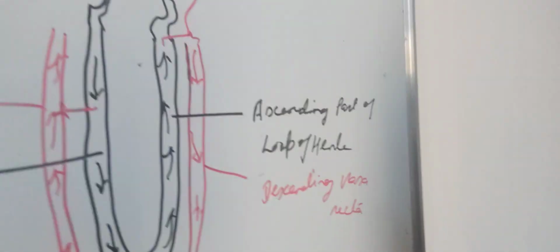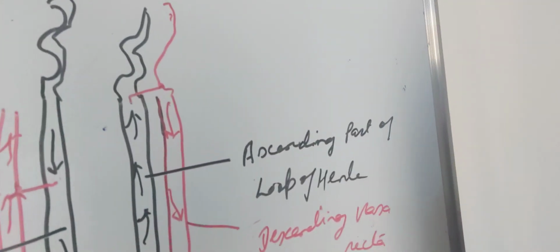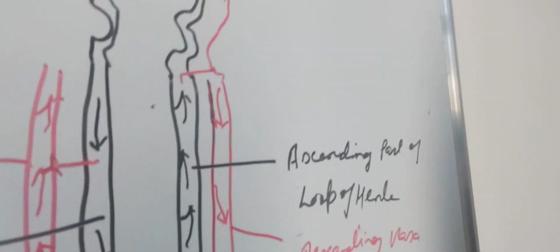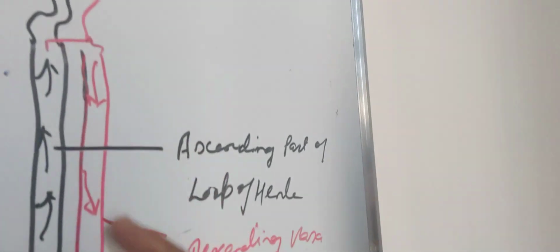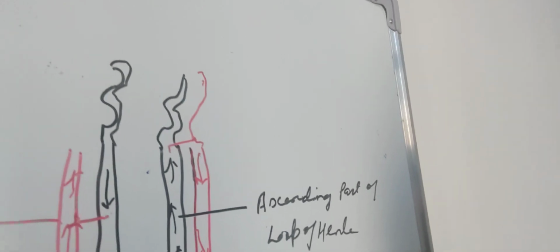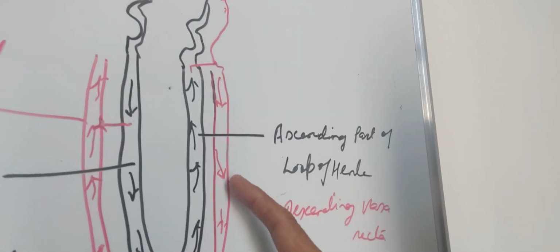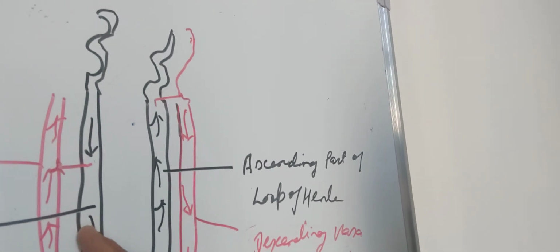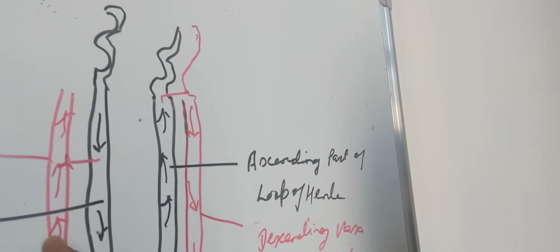Yes, you can see here, this is the loop of Henle, and this is the vasa recta. This is the ascending limb of the loop of Henle, and this is the descending limb of the vasa recta. This is the descending limb of the loop of Henle, and this is the ascending part of the vasa recta.